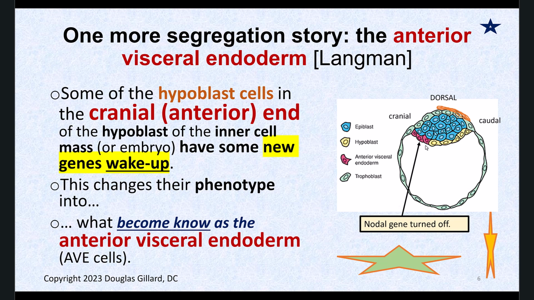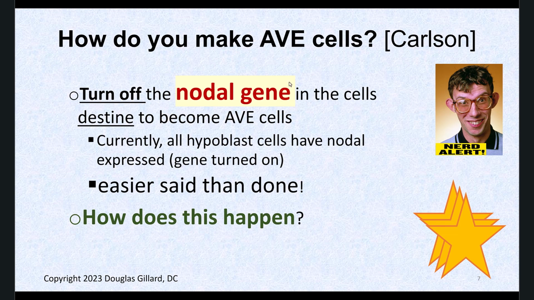The trick is to turn off a gene called nodal, which is a powerful gene. We'll talk about it a lot, but we need to turn that off. So what happens is, now that we know the caudal-cranial axis once these cells form, the cranial portion of the hypoblast cells in yellow undergo a differentiation. Some of these cells basically morph into AVE cells, or anterior visceral endoderm cells. How do we do that? We turn off the nodal gene.